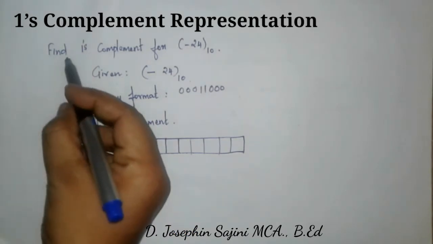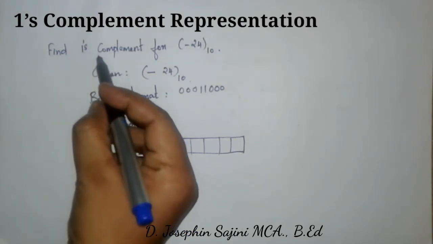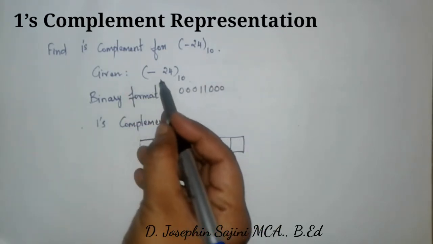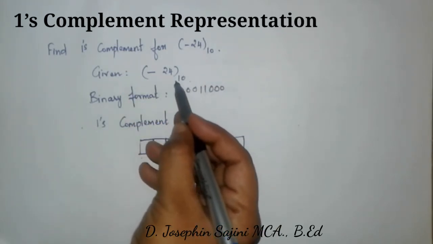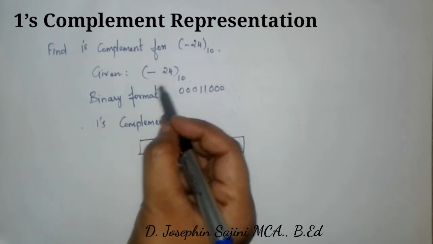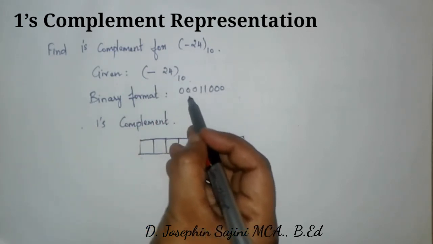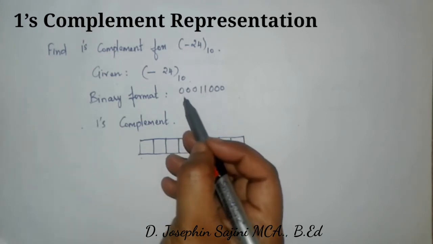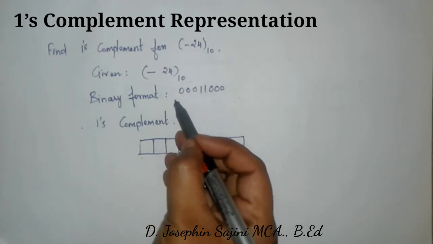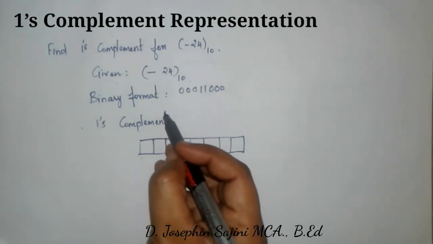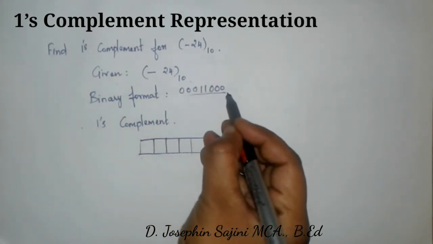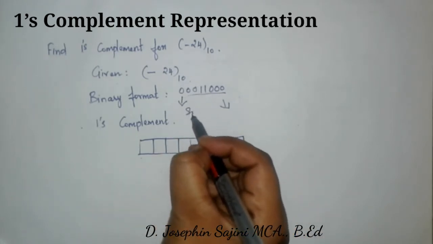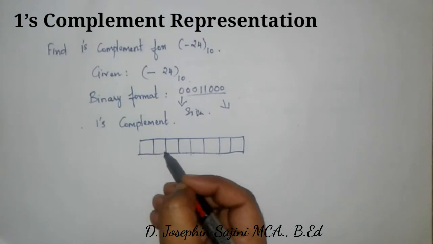For example, let us find the 1's complement for the decimal number minus 24. The number is minus 24 to the base 10. The binary format of this number is 0, 0, 0, 1, 1, 0, 0, 0. In this, a signed binary number has 8 bits. Only 7 bits are used for storing the value and 1 bit is used for the sign. This is the sign bit or parity bit.